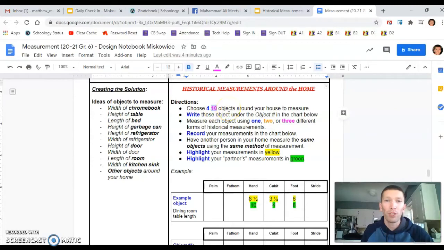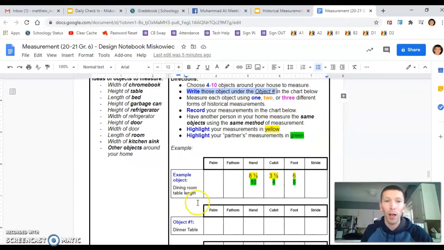When you're looking for objects to measure, it really can be anything, but on the side you'll notice there are some ideas of what you can measure. Once you decide what you're going to measure, you write that object under the object number in the chart. For example, the first one I'm going to measure in the sample is a dinner table at my home. Then you have to measure each object: 1 is must do, 2 is should do, and 3 is aspire to do, different forms of historical measurement.